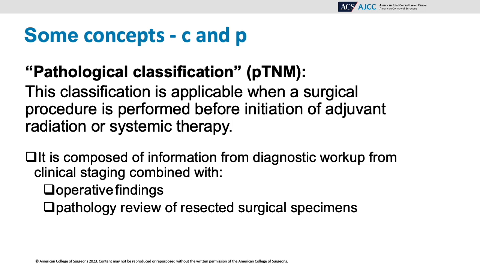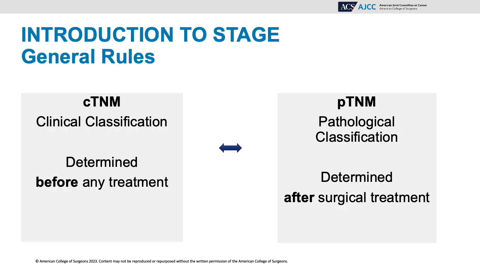Now, pathologic classification is a little bit different. This classification is applicable when a surgical procedure is performed before initiation of adjuvant radiation or systemic therapy. It is composed of information from the diagnostic workup, from clinical staging, combined with the operative findings and pathology review of resected surgical specimens. Again, cTNM is the clinical classification determined before any treatment. pTNM is the pathological classification determined after surgical treatment.